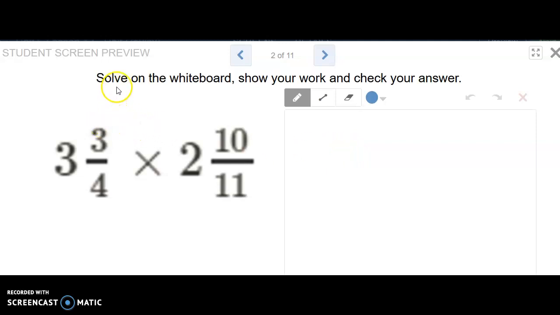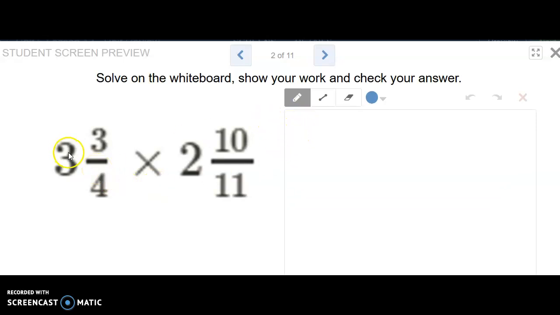Alright, let's take a look at this problem. It says solve on the whiteboard, show your work, and then check your answer. We have 3 3/4 times 2 10/11. Well, when we're multiplying fractions, we know that we cannot multiply mixed numbers.